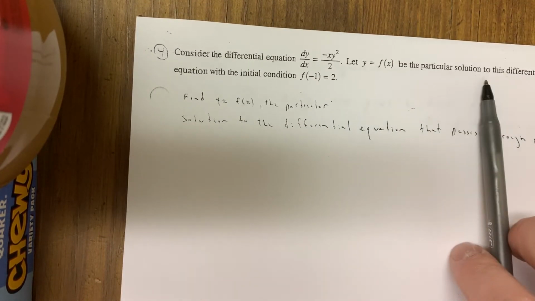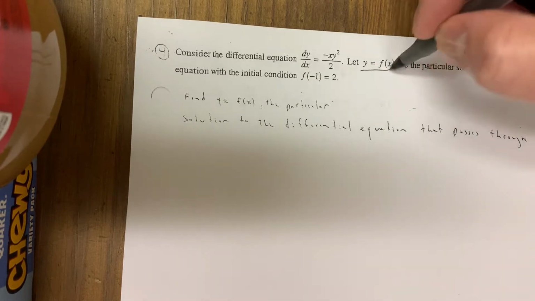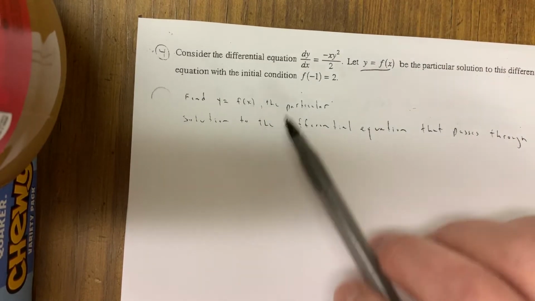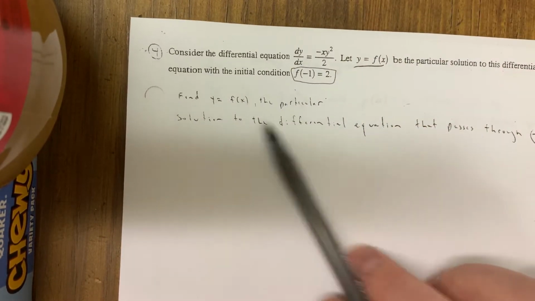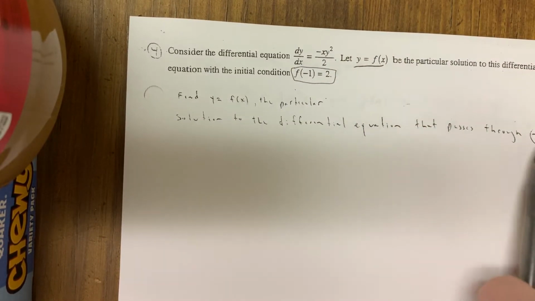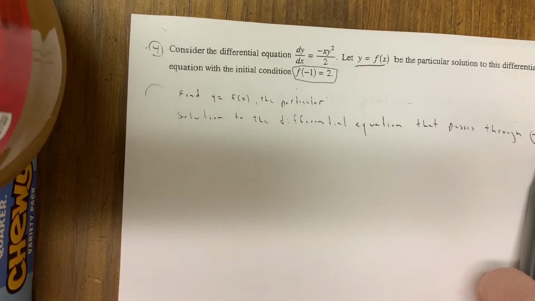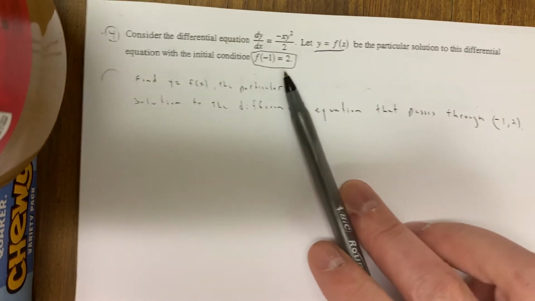So number 4 here, consider this differential equation. Let y equals f of x be the particular solution. So that's y equals f of x once again, and they're going to want you to find that. They give you a little initial-condition action, right? And they want you to find the particular solution of the differential equation that passes through the point -1, 2. Okay, the same thing as the initial condition over there.